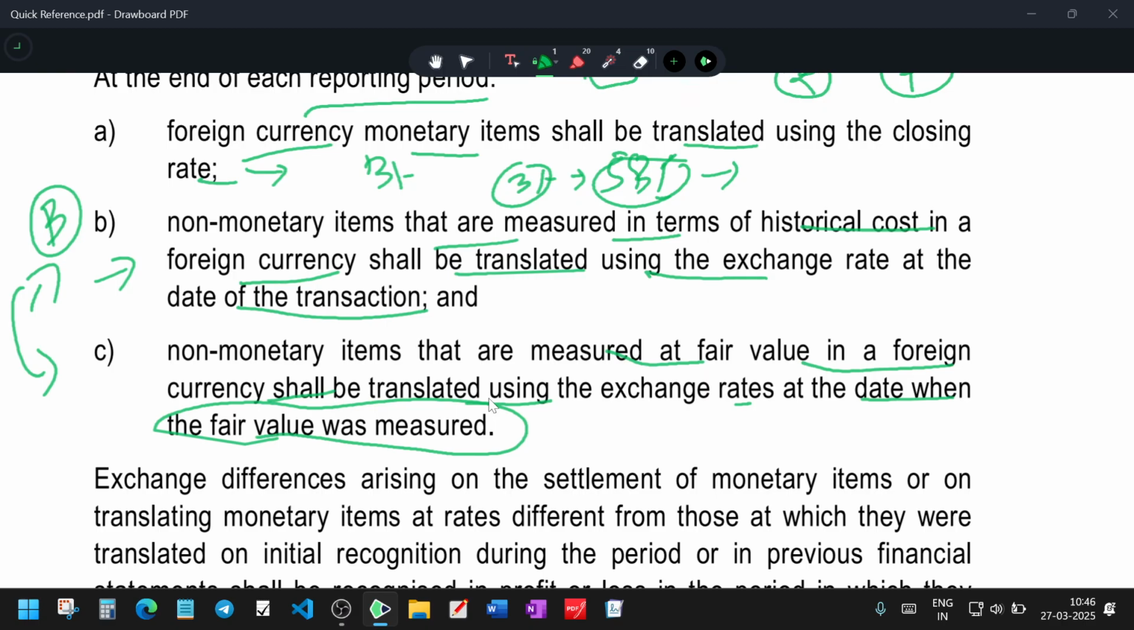In the case of foreign currency, in non-monetary cases, in fair value, I don't know the historical cost itself, so I'm considering the fair value. When I recognize the fair value, on the date of recognition of fair value, what spot rate should I consider? So you understand?